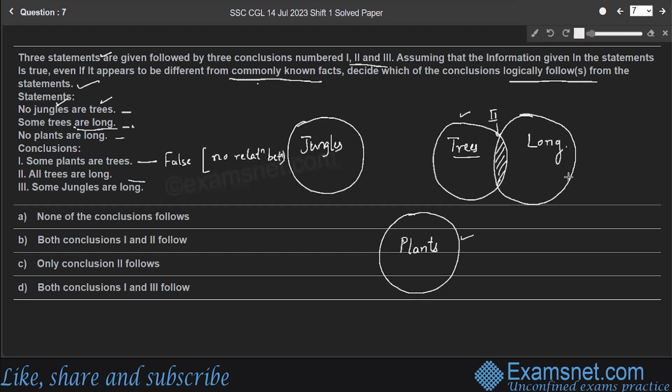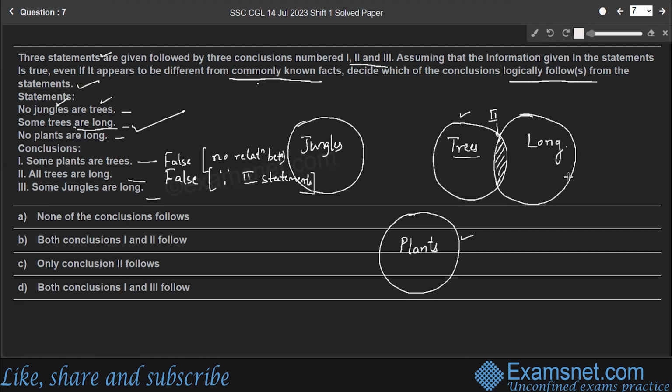And the second one, all trees are long. So according to the second statement, some trees are long, not all, right? So some trees are long. Therefore, all trees are long is a false conclusion because of the second statement. Some trees are long. Therefore, all trees are not long.